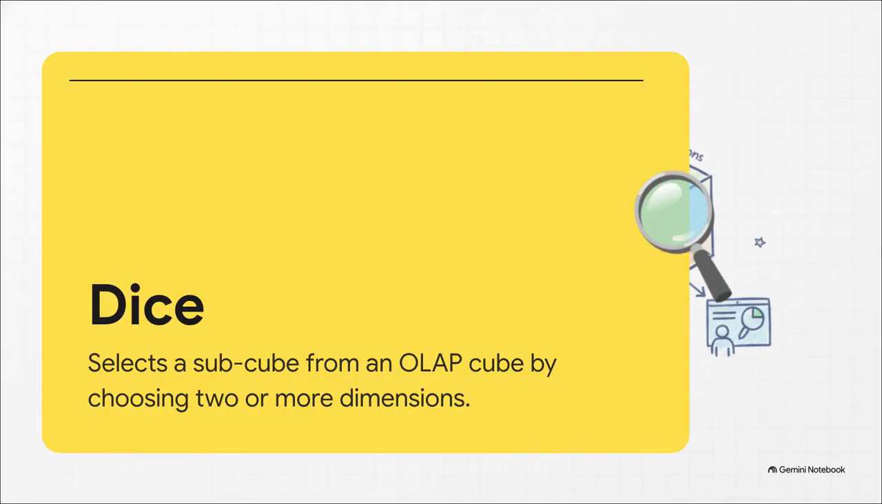Next up is dice. The dice operation selects a subcube from the OLAP cube by selecting 2 or more dimensions. Imagine literally carving out a specific multi-dimensional chunk right out of the middle of a larger data block. For example, asking the system to show you data where the location is Delhi or Kolkata and the time is Q1 or Q2. You are dicing out a specific block of information using multiple criteria.